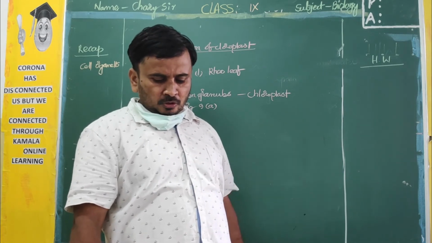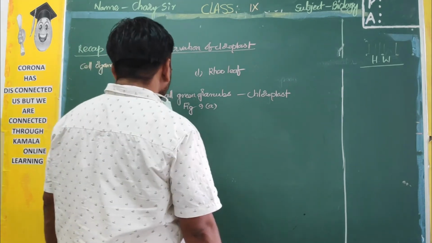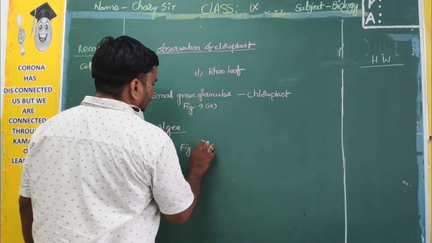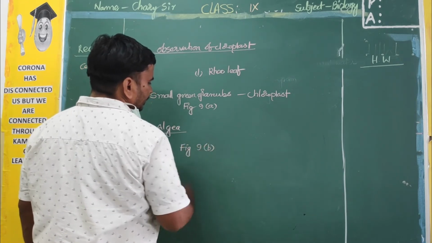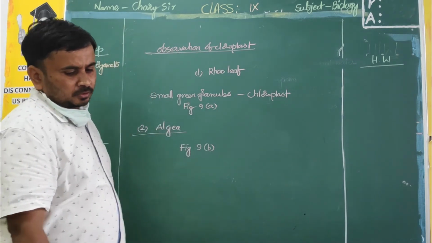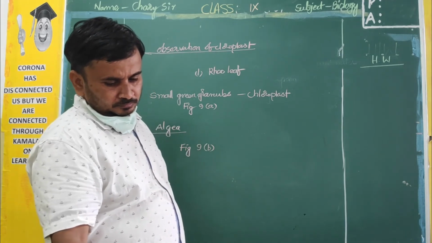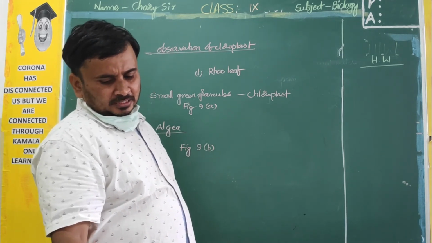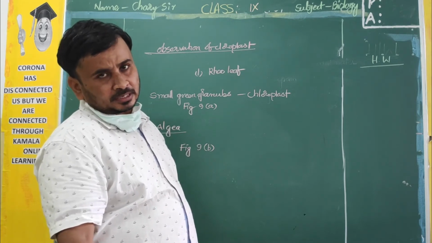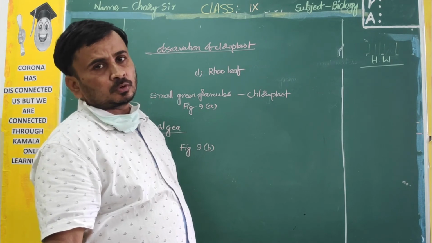You can see chloroplasts in algae. Figure number 9b. We can see in figure 9b that some of the algae contain chloroplasts. You can see small granular structures. Those are nothing but chloroplasts.